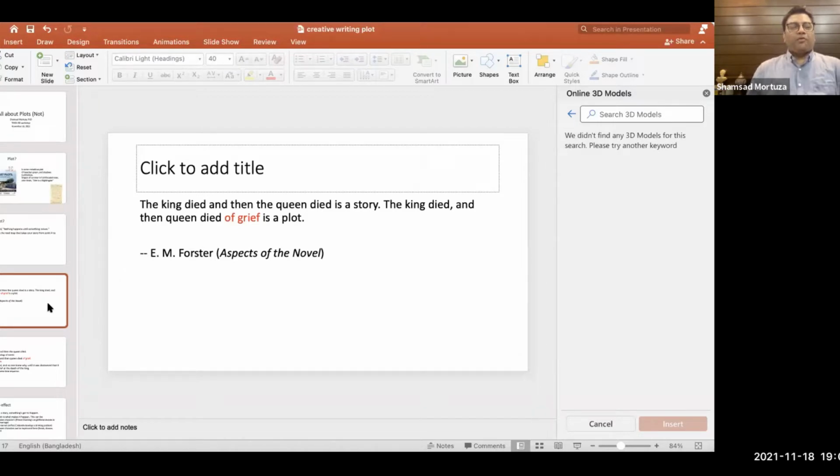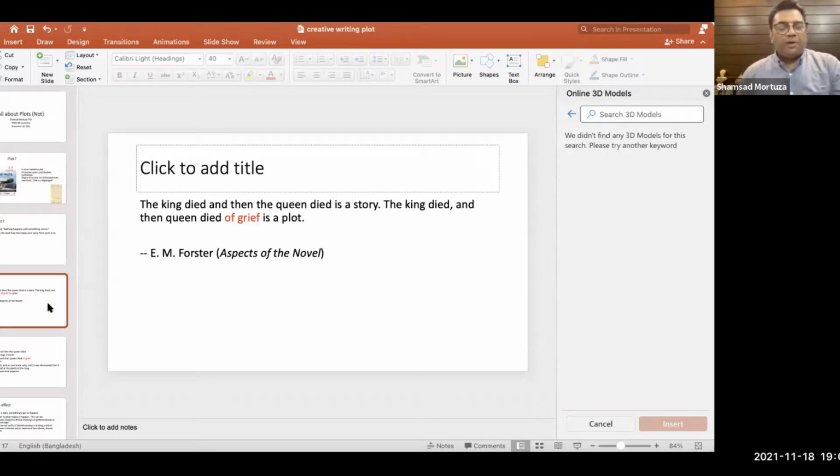So for Forster, who writes in Aspects of the Novel, the king died and then the queen died is a story. If you just have a sequence of events, a dead king and then a dead queen, that for Forster is a story. But in order for a story to be a plot, you need something else. So what is that? The king died and then the queen died of grief is a plot.